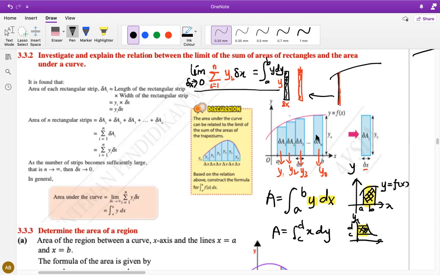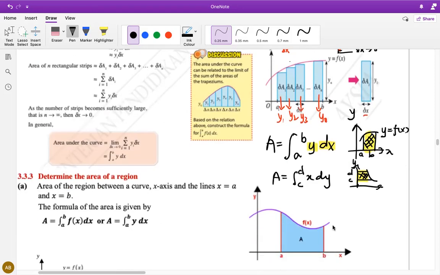Right, so meaning that a curve can be broken into very small, tiny strips, okay, very tiny strips in the shape of rectangle. And this tiny strip is because the delta x is very, very small. So the limit when delta x is very, very small, you add all the area together, it will be almost approximate to the integration from a to b of y dx, or integration from c to d of x dy.